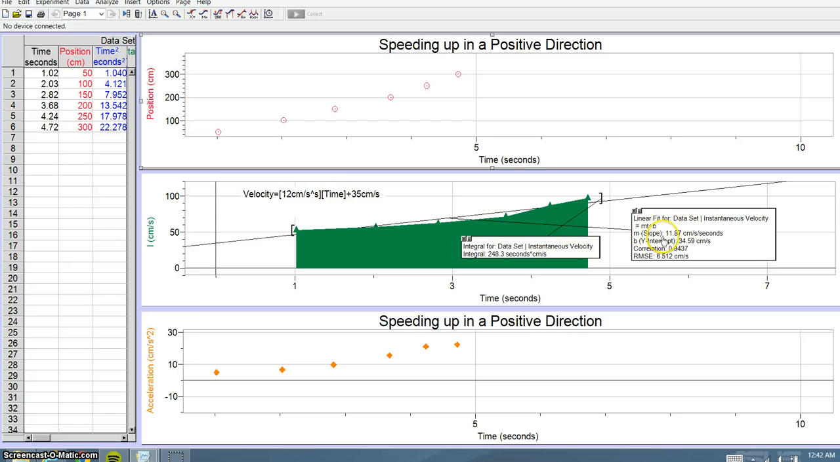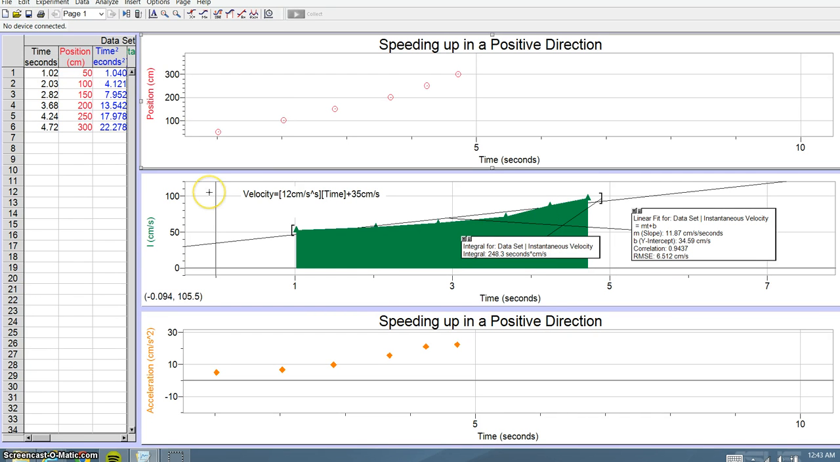And so basically the slope means that for every second that passes, the object's velocity will increase by 12 centimeters per second. And as you can see, our y-intercept is going to be our initial velocity, and our initial velocity in this case is 35 centimeters per second, which means that the object has an initial velocity of 35 centimeters per second, and as time goes on, that number will increase.